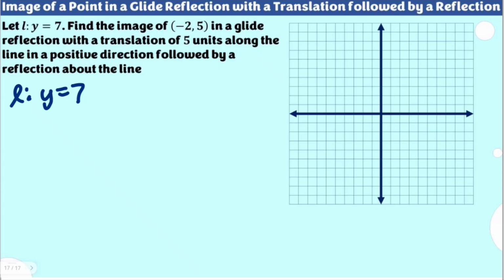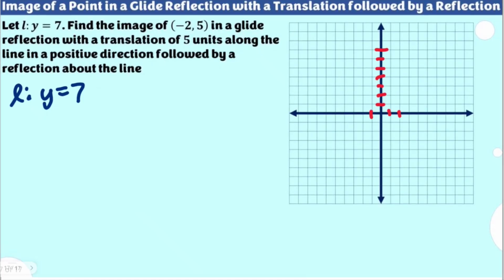So if this is our y here, 1, 2, 3, 4, 5, 6, 7, any value of x that you can think of will always get a value of y which is 7. Hence, the graph of this is actually here. Okay, that is our graph for the line y equals 7.